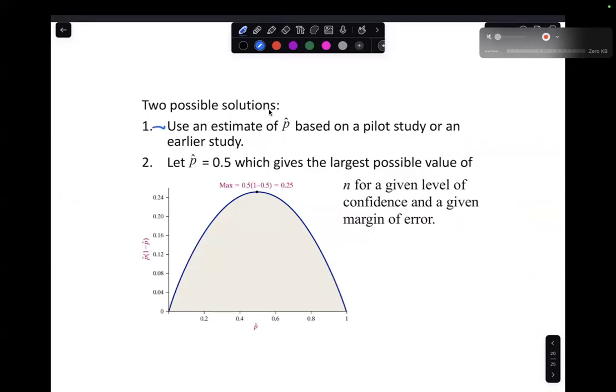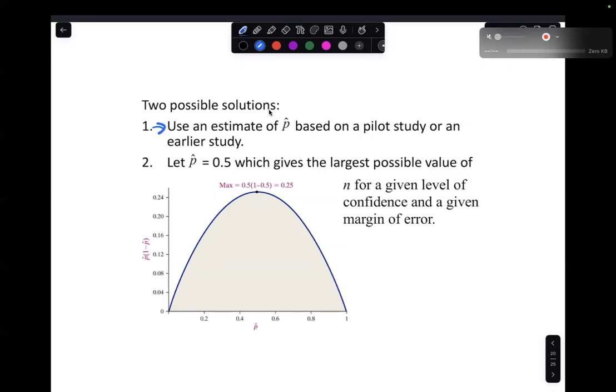Number 1, you can use a prior study. So let's say last week I took a poll, and the poll said a certain candidate had 43% of the vote. I'm going to use that now to determine the sample size for my next study. It's basically a previous study that's not likely to be too far off of our current study. So sometimes if we give you a previous study, this is what you're going to use.